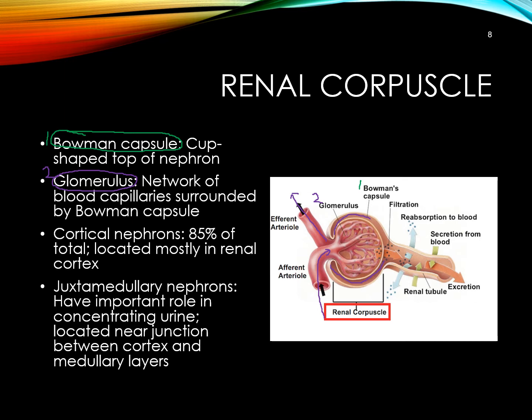And we'll talk in more detail about the tubule coming up on the next slide. An important thing to note about these renal corpuscles, the majority of them are located in the cortex, like we talked about before, about 80% of them. The other 15% are located a little bit lower where the cortex and the medulla meet. So we call those juxtamedullary nephrons, and they have an important role in concentrating urine. And like I said, they live in that little in-between area where the medulla and the cortex meet.